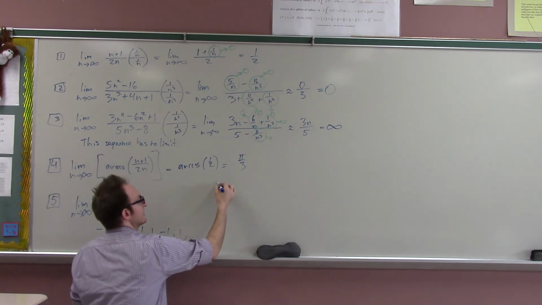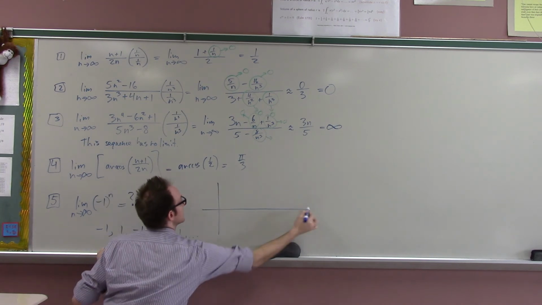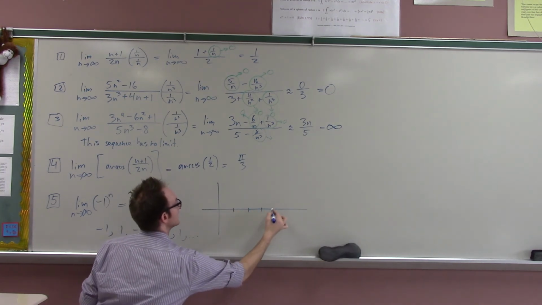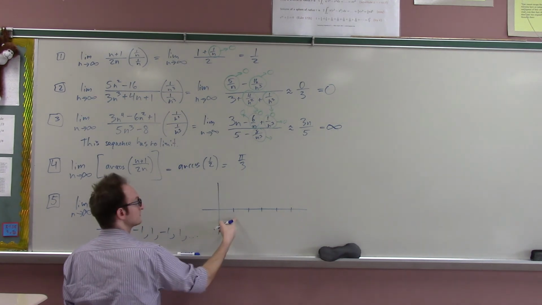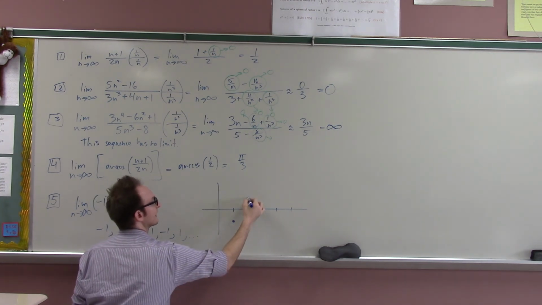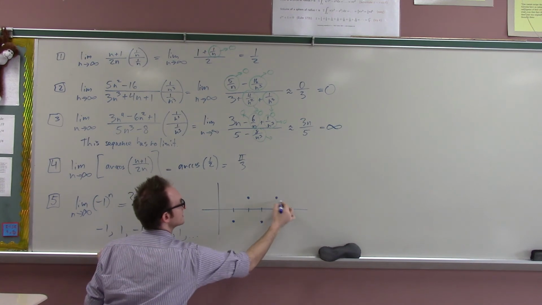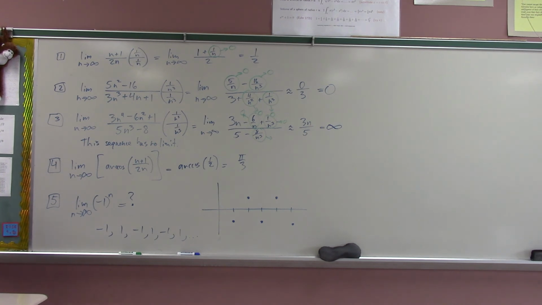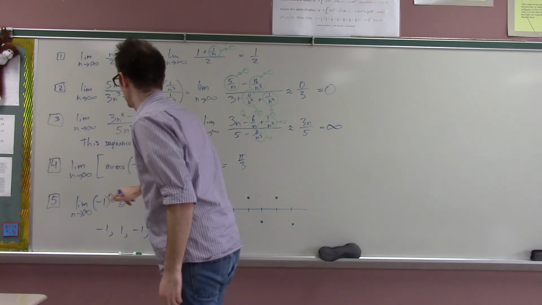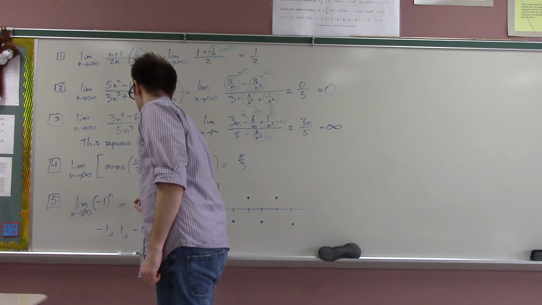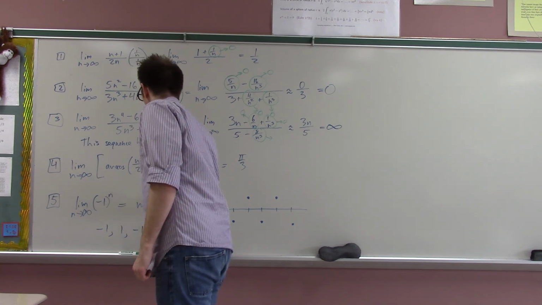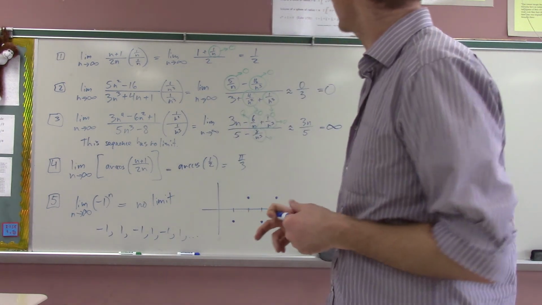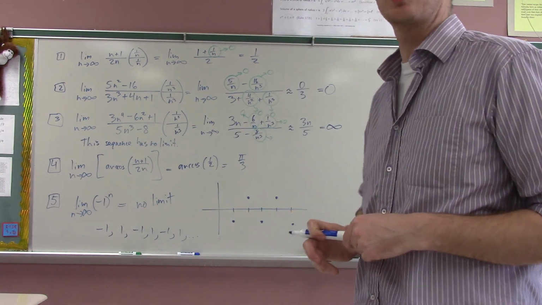We can make a graph of this. It looks like this: 1, 2, 3, 4, 5, etc. When I plug in 1, I get -1. When I plug in 2, I get 1. When I plug in 3, I get -1, etc., etc. So what do we say about this sequence? Is there some particular number which the terms of this sequence are getting closer and closer to? Nope, there isn't. And the answer to this is just no limit, or the limit does not exist.